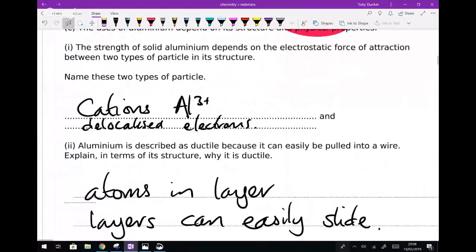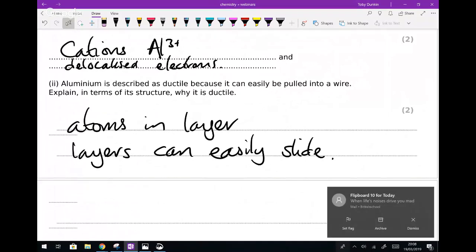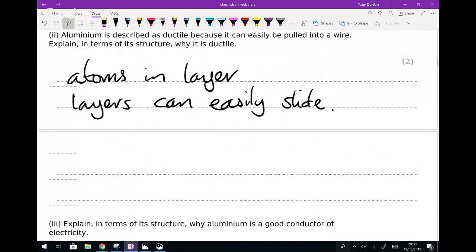The strength of solid aluminium depends on the electrostatic force between the cations, Al3+, and the delocalized electrons. Why is aluminium ductile? Ductile is when you can pull it into wires. Malleable is being able to bend it. And they have the same answer, which is lovely. Atoms are in layers, and those layers can slide.